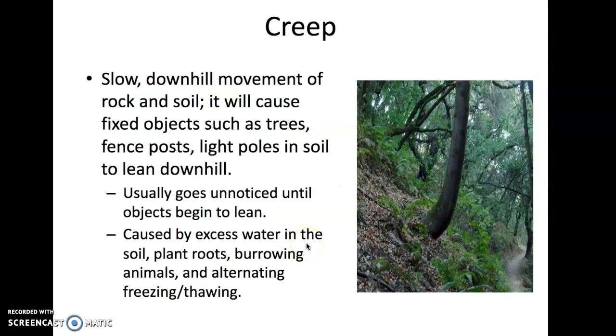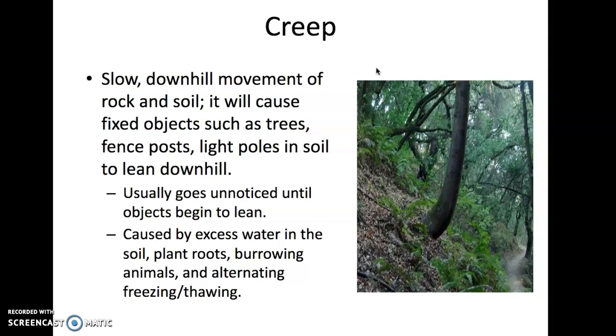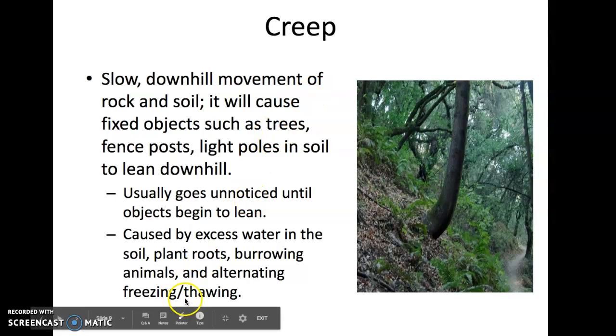Some of the causes of this, again, are excess water in the soil. Anytime we've got excess water or the loosening of soil, we're going to get mass movements of land. We want our soil tightly compact. Burrowing animals can also loosen that soil, and alternating freezing and thawing can loosen the soil and rocks as well. We talked about the alternating freezing and thawing. We could have some frost wedging in there, making some of our rock sediments become loose.